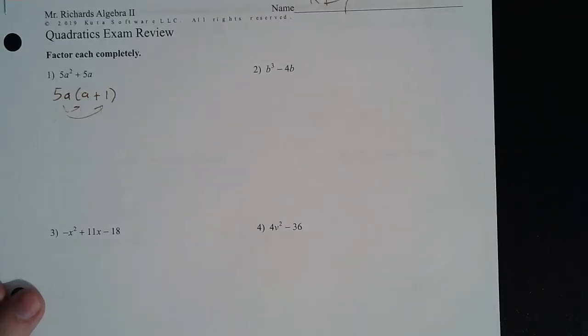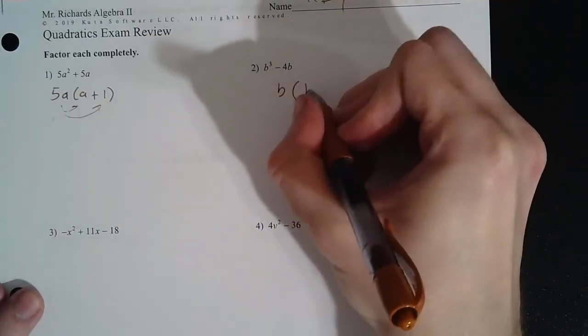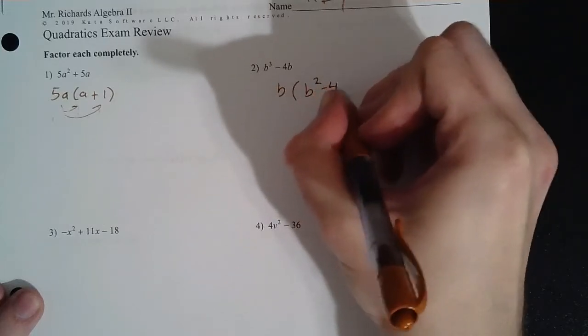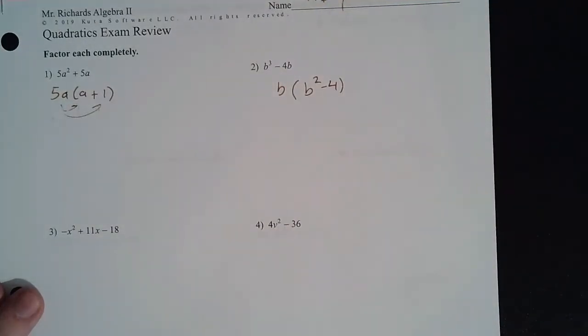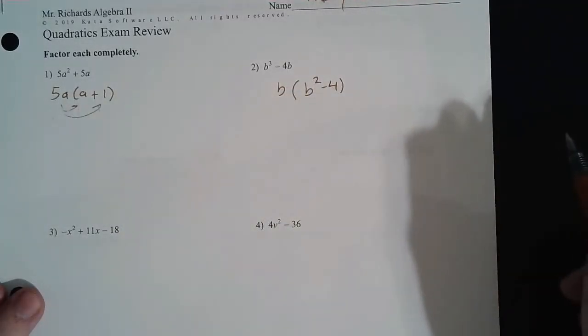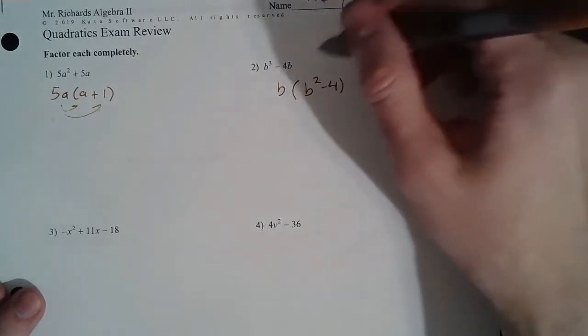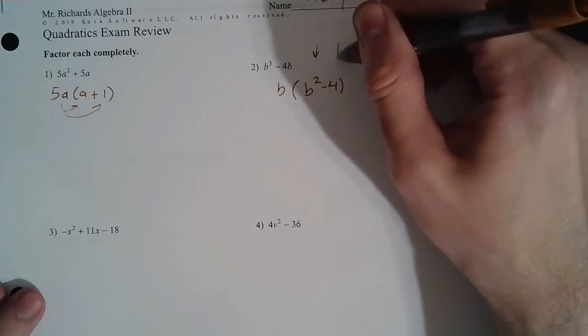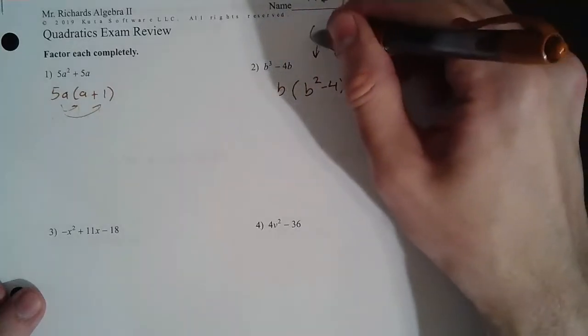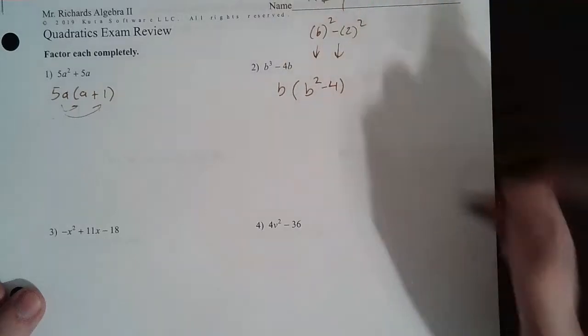Question number 2. We're going to go ahead and factor out a b. That is to say there was a b in both b cubed and 4b, so we took that b away. Again, if I distribute it, I get back to square one. It's actually a two-part question. You're halfway there. You have to now recognize that b squared is something squared and 4 is something squared. Specifically, it is b squared minus 2 squared.